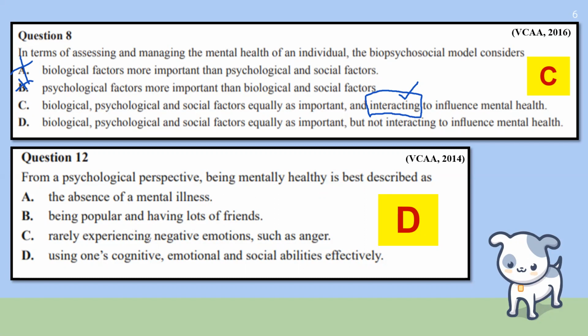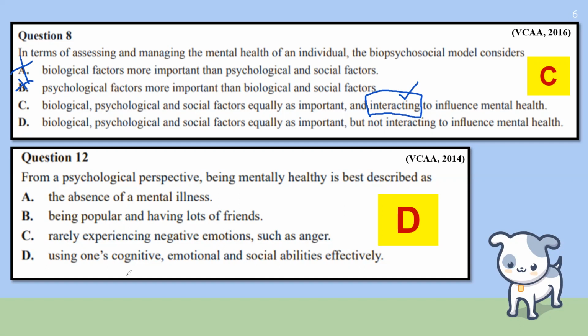So being mentally healthy isn't described as being popular or having lots of friends. There are more elements to mental health than just that social component. Rarely experiencing negative emotions such as anger is not normal, because a mentally healthy person needs to show a wide range of emotions, as indicated by emotional well-being.